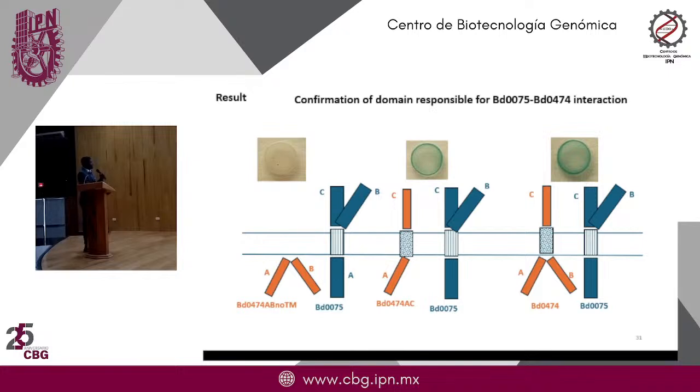So we did something similar also for the 474 protein. For the 474 protein, this is like a flip of what we did for the 75. We left only the A and the B domains, which were in the cytoplasm, without the C domain and the transmembrane, and that was negative. Then the 474A domain alone, with the C domain, was also able to restore the interaction. And so we confirmed that indeed the C domain was important for this interaction.